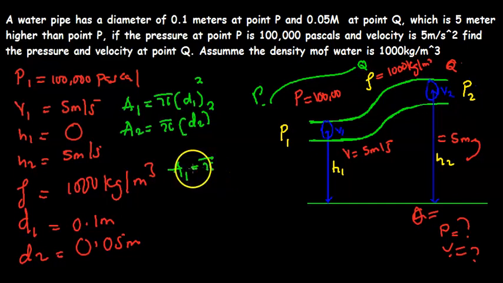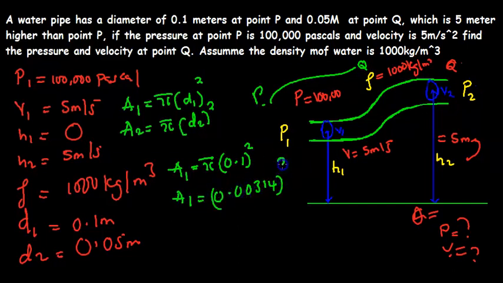What is the value of D1? Notice that the value of D1 is given to be 0.1 meter. We're going to multiply the value of pi by 0.1 meter squared. In this case, our A1 is going to be 0.00314 square meters.